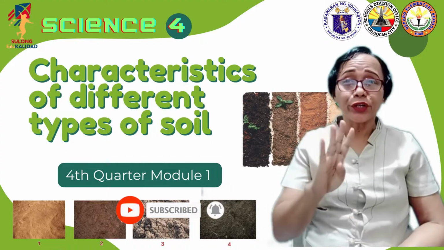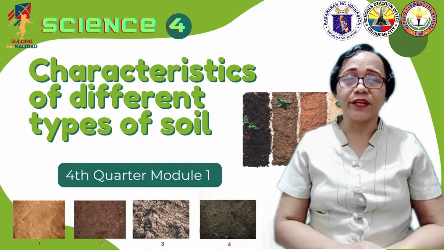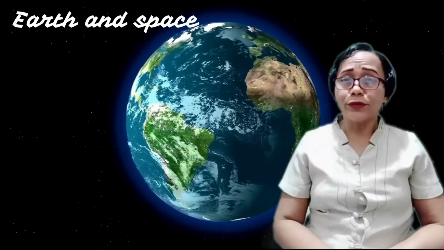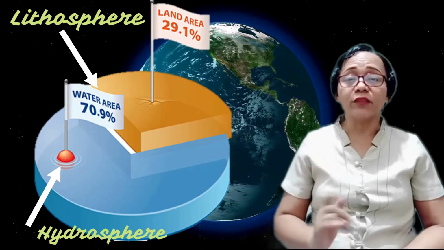We are now on the fourth quarter of this school year. In this quarter, we will learn and explore more about Earth and space. The Earth is composed of three components, which are lithosphere, hydrosphere, and atmosphere.